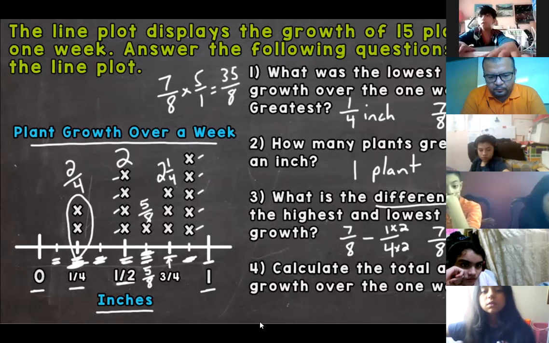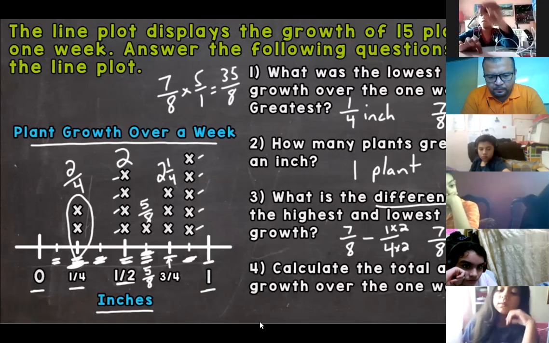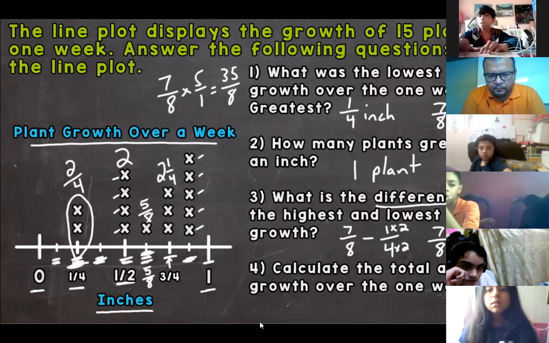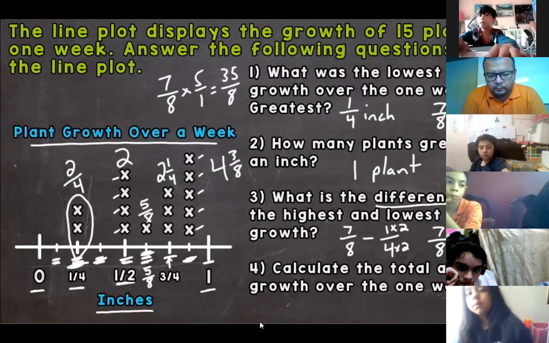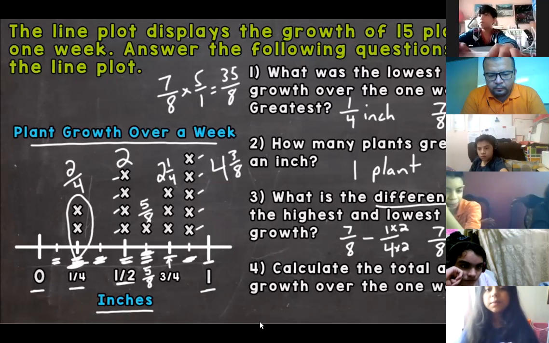which now we need to get out of that improper fraction. So how many whole eighths out of 35? Well, 4. That gets us to 32 with 3 left over out of 8. So now we have all the growths listed there. We need to add them up.